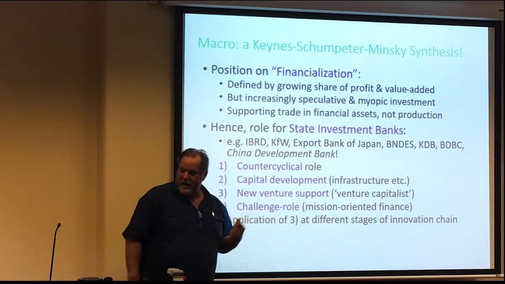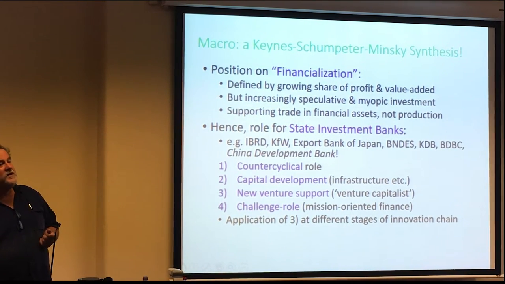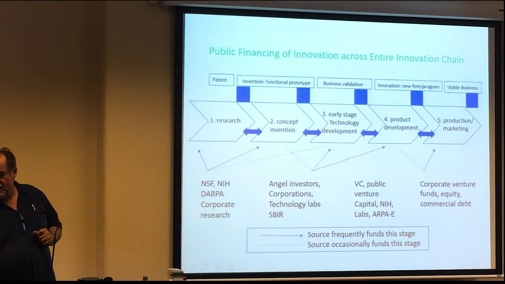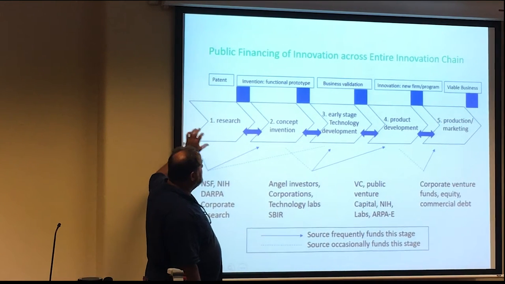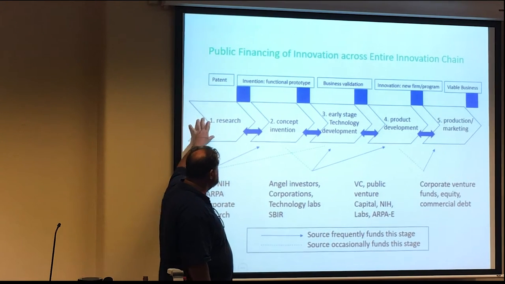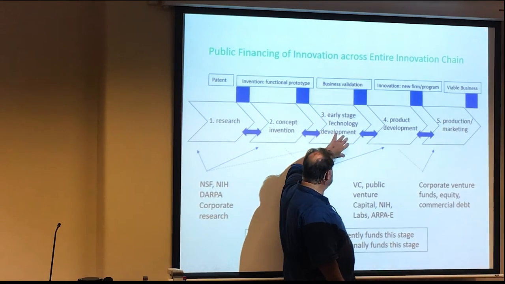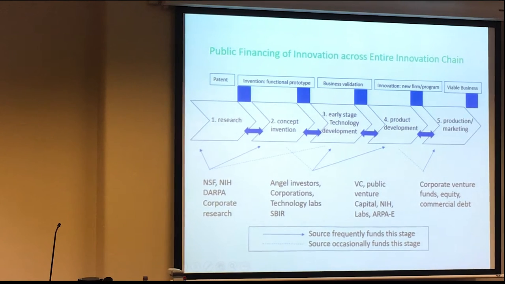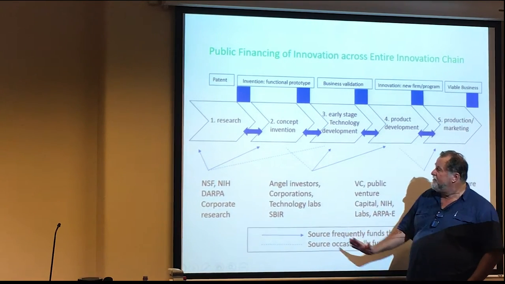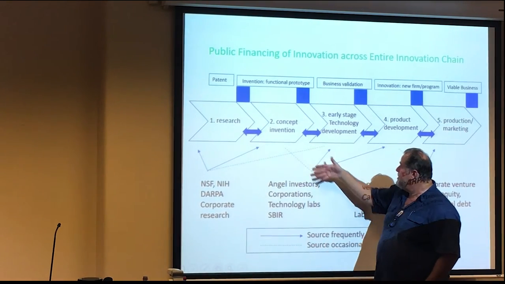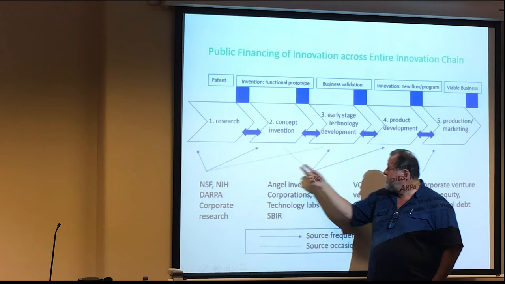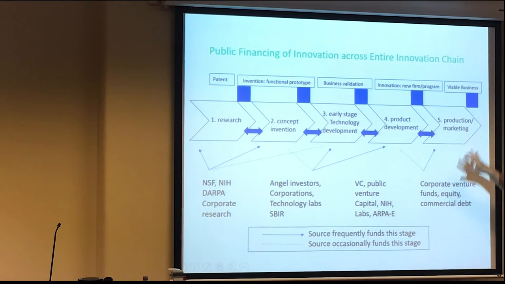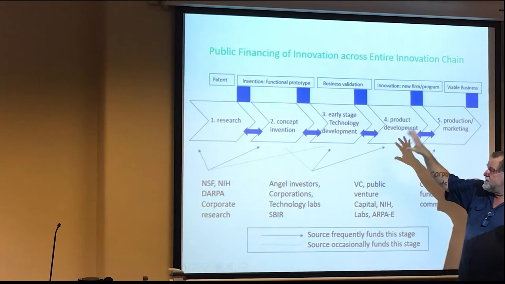So how is Mariana Mazzucato using this model? Well, she's talking about mission-oriented finance for the environmental industries and agencies. And this is a model of what's called the innovation chain, where you have research flowing into concept invention, then early stage technology development, and then product development and production and marketing. And she talks about the raft of government agencies that feed in at different points in this chain, where the dashed lines are weaker and the bold lines are stronger. And so you can see that different institutions influence activities at different stages in the chain.